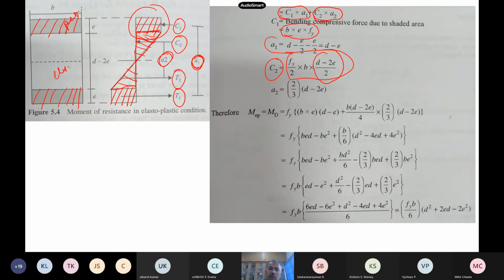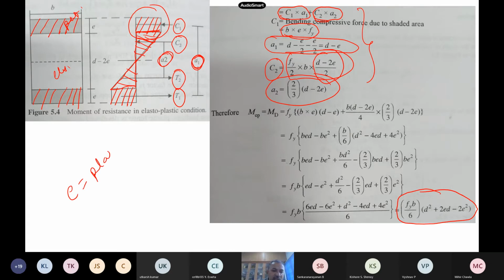Now you find out the lever arm also. So A1 is D minus E and A2 is 2 by 3 into (D minus 2E). This 2 by 3 comes because you are handling a triangle, it's the centroid and other things. So if you sum up these two, you will get the bending capacity, which is given by this expression. E is anyway the plastic zone depth.